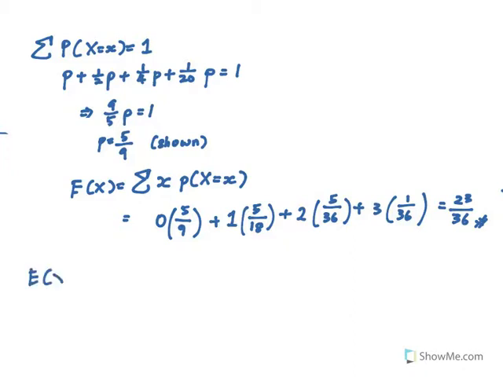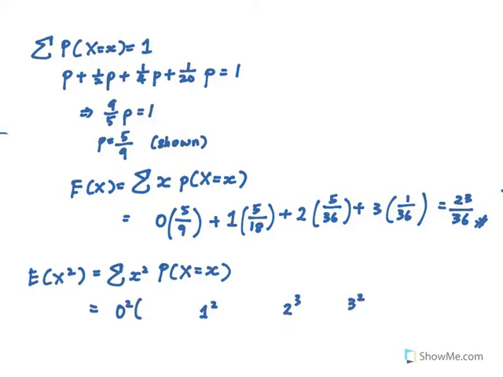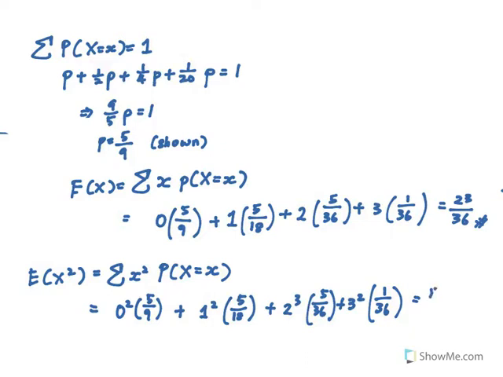Now the expectation of X squared would just be the summation. Instead of summing x with probability, we'll be summing x squared with its own probability. So x squared can be 0 squared, 1 squared, 2 squared, or 3 squared. The probability that X is 0 is 5/9. The probability that X is 1 is 5/18. The probability that X is 2 is 5/36. And the probability that it's 3 is 1/36. Summing up everything, you're going to get 13/12.